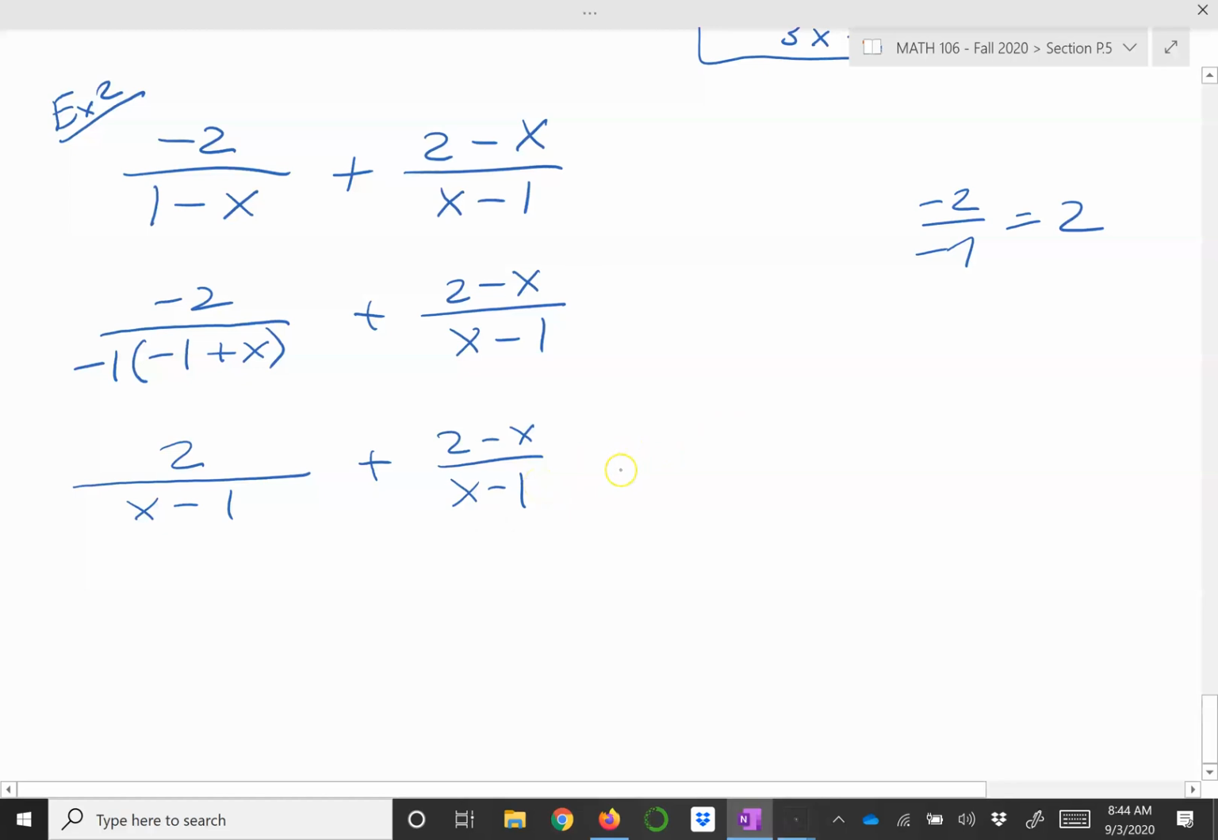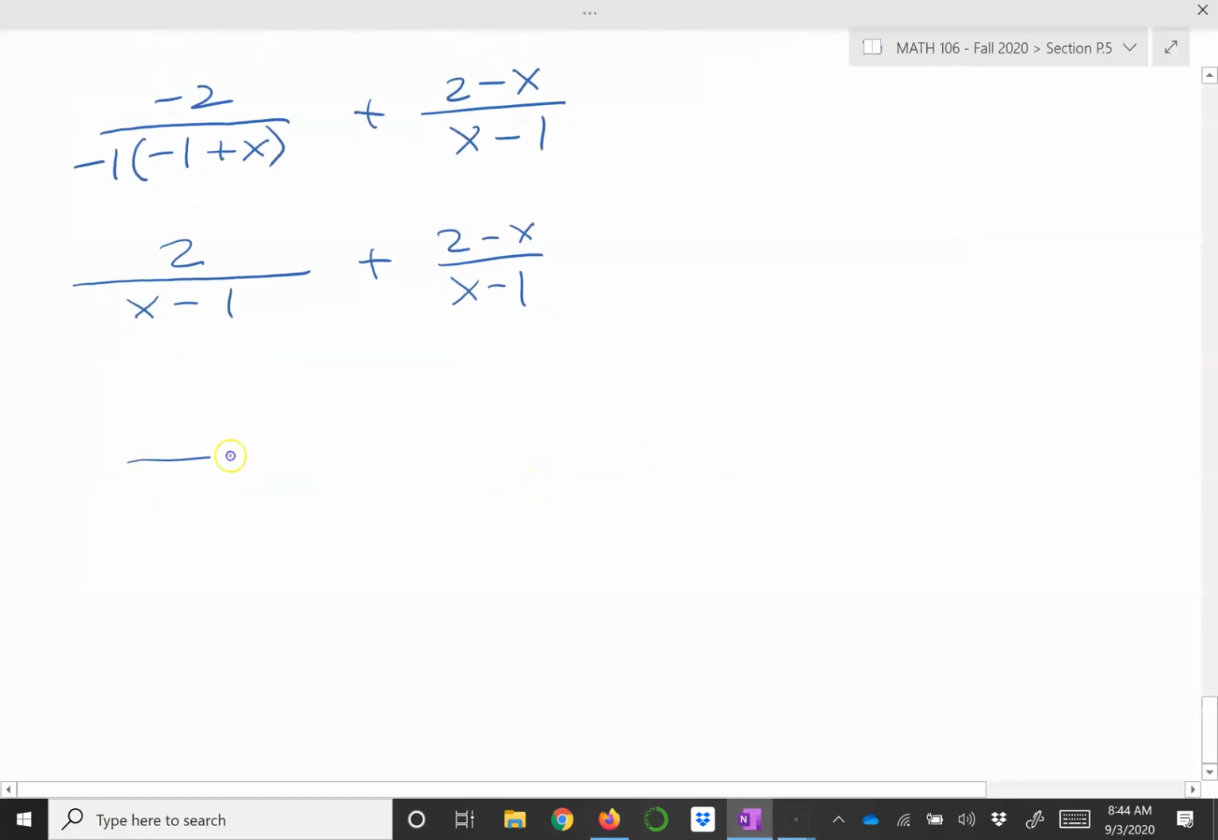Now, what I could do, keep the base x minus 1, and now I just add the numerators. So it's 2 plus 2 minus x, which is 2 plus 2 is 4, and then it's minus x. Now, I've seen this on quizzes. This is not a distribution. The only way I would distribute 2 through that quantity 2 minus x is if I was multiplying, right? But I'm not multiplying. I'm simply just adding.